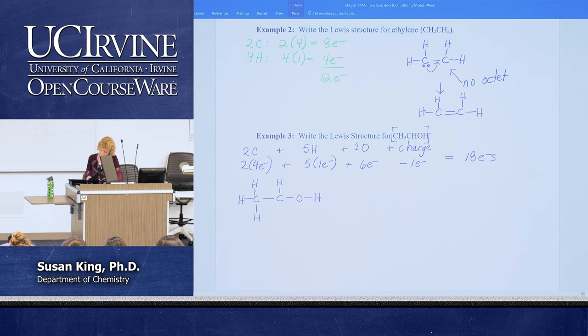We've got how many so far? 2, 4, 6, 8, 10, 12, 14. I'm going to distribute the electrons to the more electronegative atom first. Since I don't really have a central atom here, I'm going to give them to oxygen here. 2, 4, 6, 8, 10, 12, 14, 16, 18. Okay. So if I draw it like that, then it looks like oxygen's not charged, carbon's not charged, but this is charged.